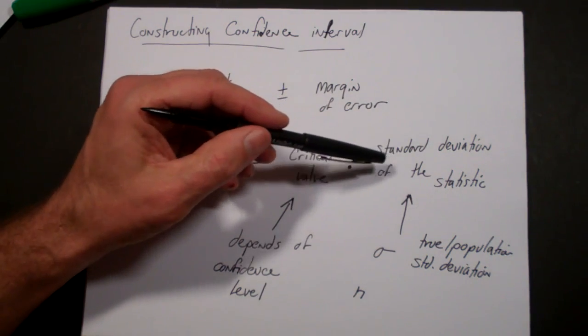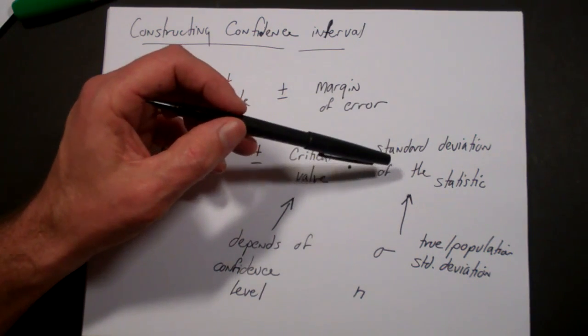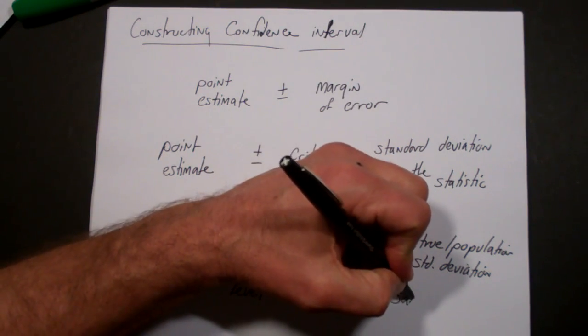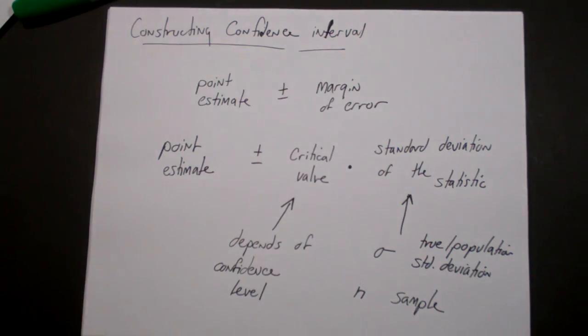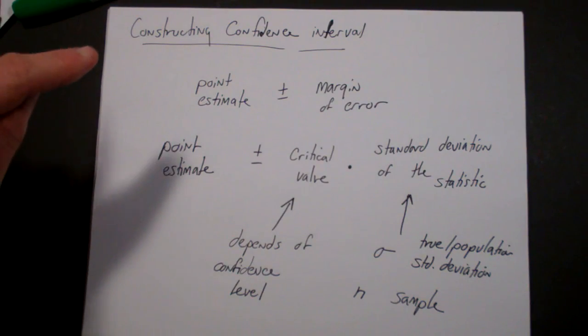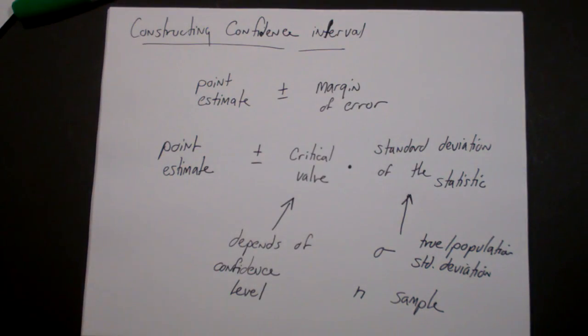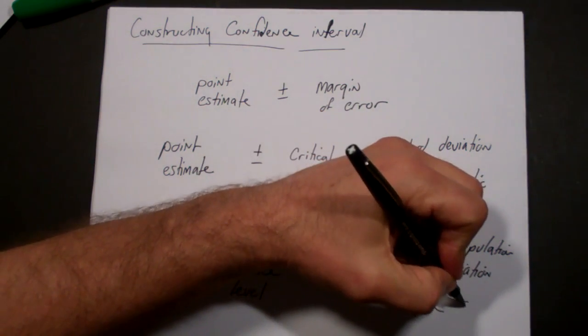But that's not the only thing the standard deviation of the statistic depends on. The standard deviation of the statistic also depends on how large your sample is. Remember, our ability to construct confidence intervals simply comes from the fact that we're pulling a random sample of a certain size.